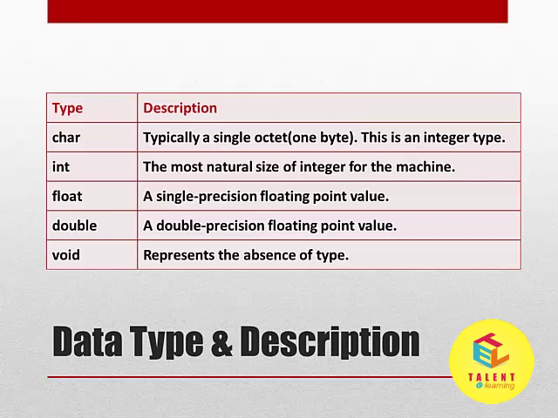That means char is used to store characters in memory. Int is used to store integers in memory. Float is used to store a single precision floating point in memory. Same with double. And void represents that there is no data type or no value available.